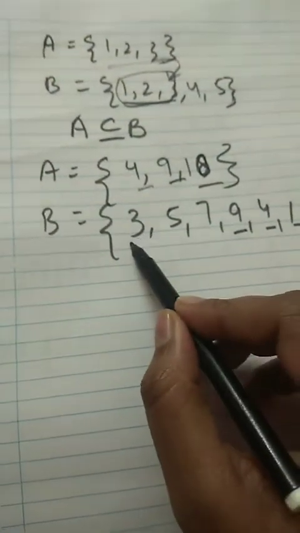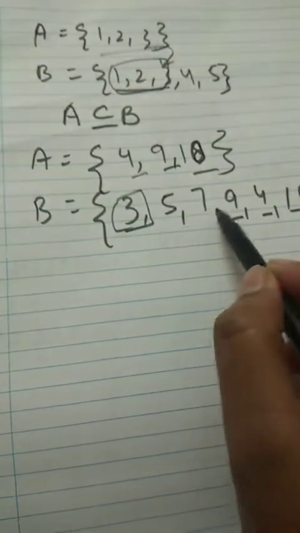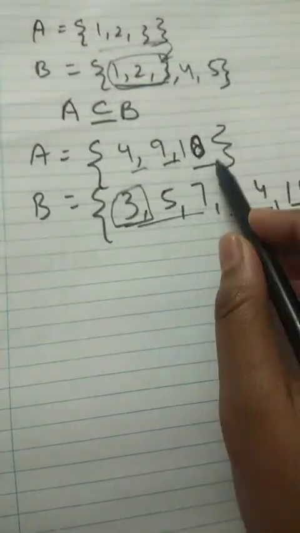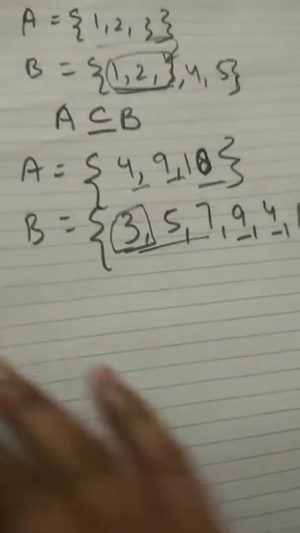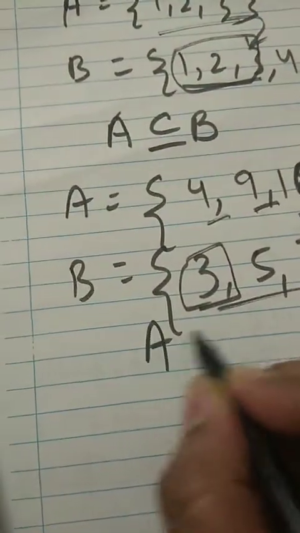So you can see 3, 5, 7. They are the elements which are not in A. So this is called a proper subset. For this we represent it like this. A is called a proper subset of B.